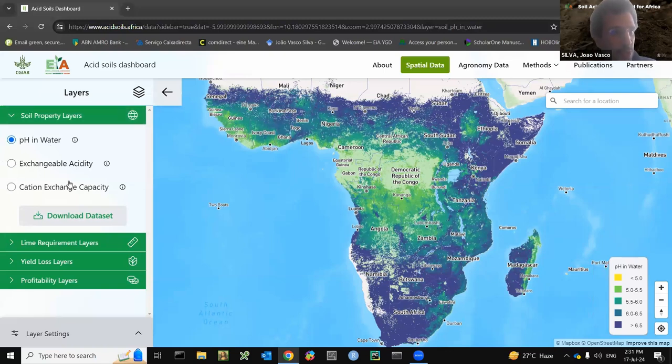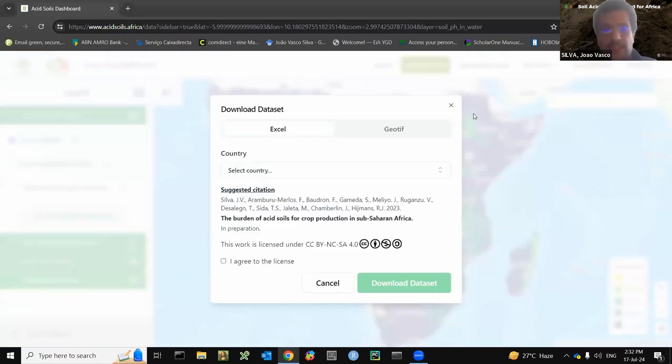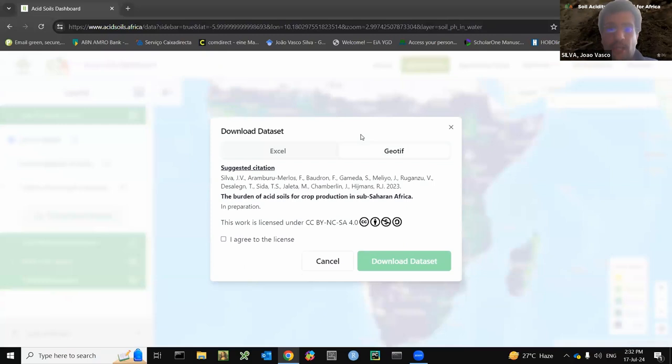So let's just go here to the soil properties. You can just download this data and you get essentially this dialog box. And you have two options to actually download the data. You can download it as an Excel file with descriptive statistics for given admin levels, or you can actually download directly the raster data and run with it in your data analytics workflows and pipelines, essentially.